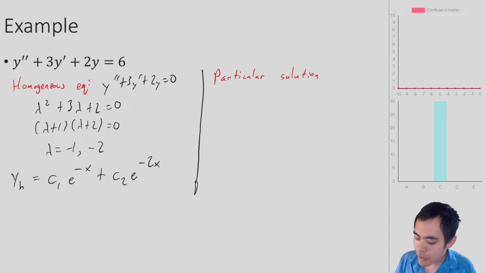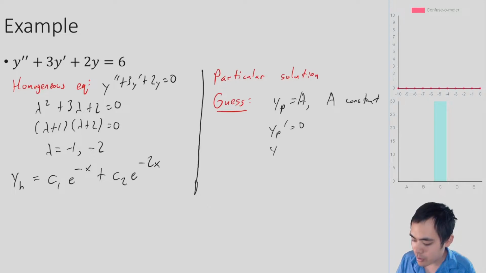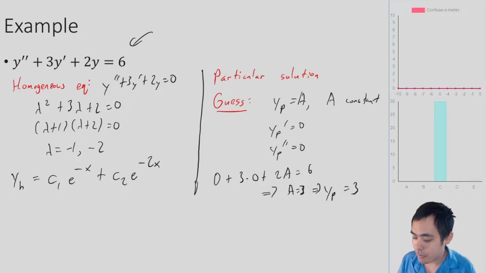We also need to figure out a particular solution. So I'm going to go out and guess that yp is equal to a, where a is some constant. Then yp prime is going to be equal to 0, and yp double prime is also going to be equal to 0. We substitute those back into this equation, and you end up with 0 plus 3 times 0 plus 2a is equal to 6, which implies that a is equal to 3. So we have a particular solution, yp is equal to 3. If you plug this in, you'll notice that y equal to 3 is actually a solution to the inhomogeneous equation.